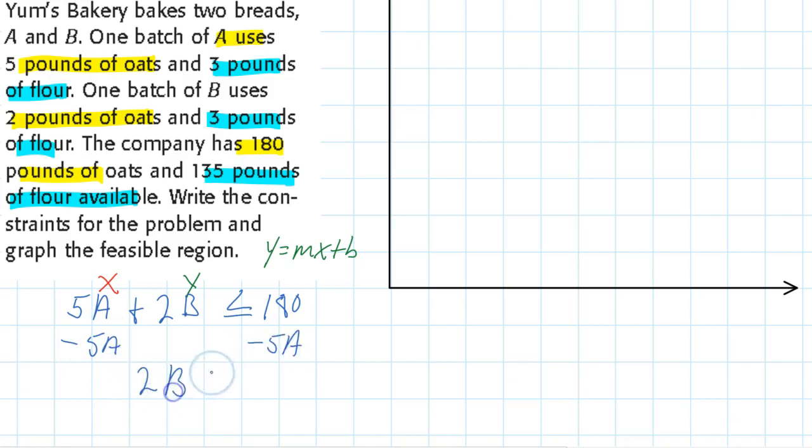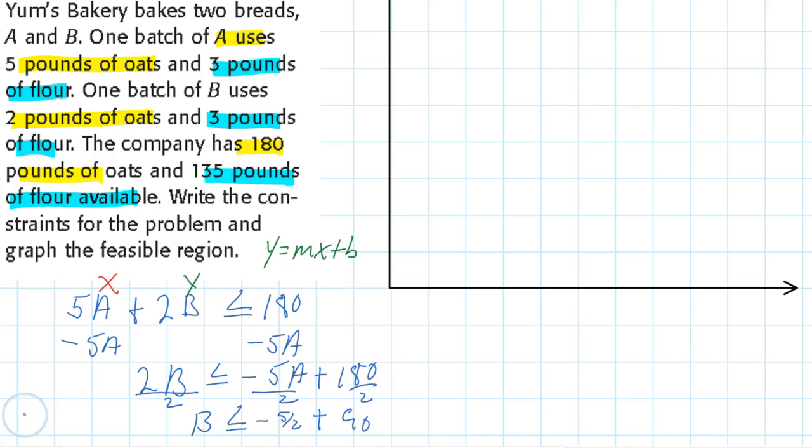That gives me 2b is less than or equal to negative 5a plus 180. Now I need to get the b by itself by dividing by 2. B is less than or equal to negative 5 halves a plus 90. So my slope will be negative 5 over 2, and my y-intercept will be 90. Next, we'll do the same exact thing with the flour.